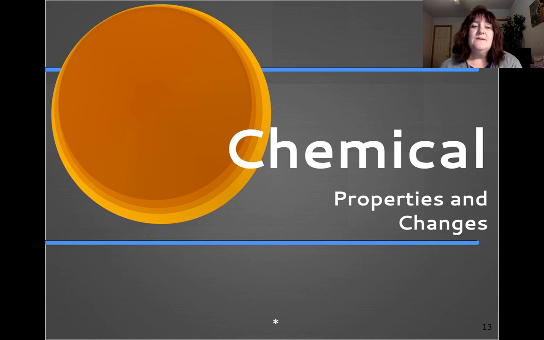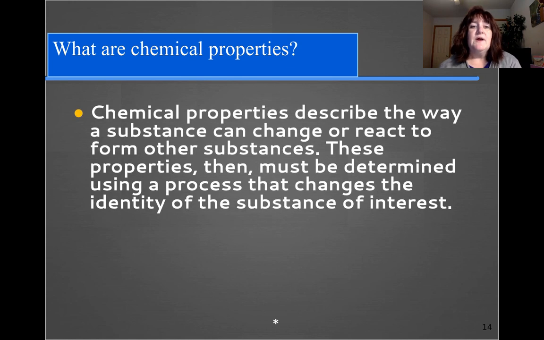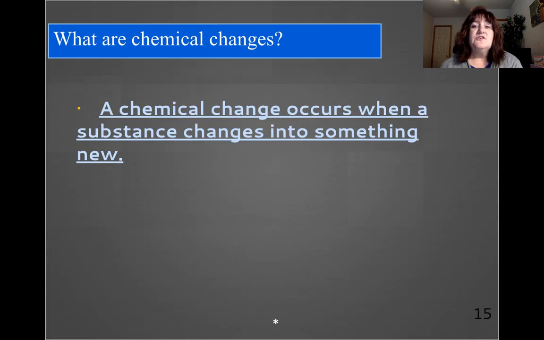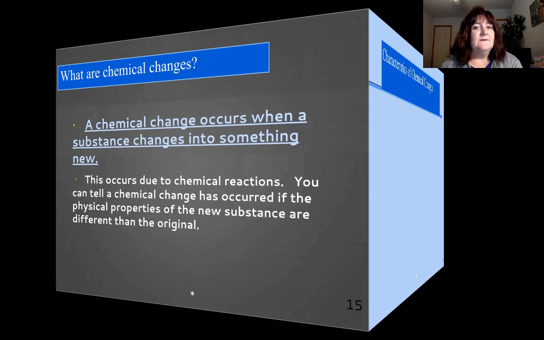So now we're going to look at the chemical properties and their subsequent changes. Chemical properties describe a way a substance can change or react to form other substances. These properties must be determined using a process that changes the identity of the substance of interest. A chemical change occurs when a substance changes into something new. It occurs due to chemical reactions. You can tell a chemical change has occurred if the physical properties of the new substance are different than the original substance.